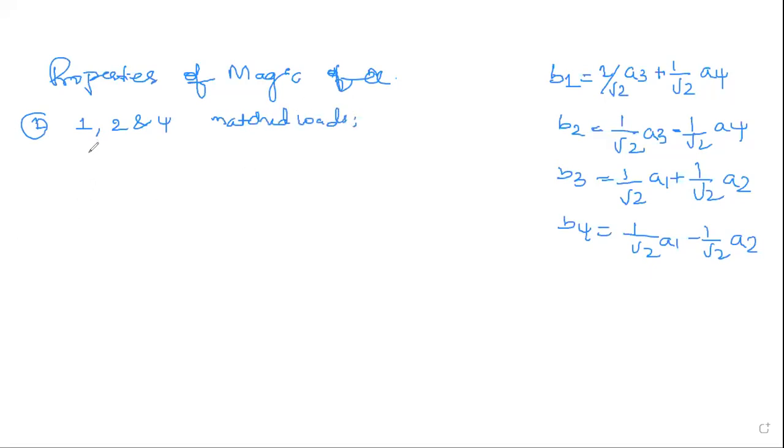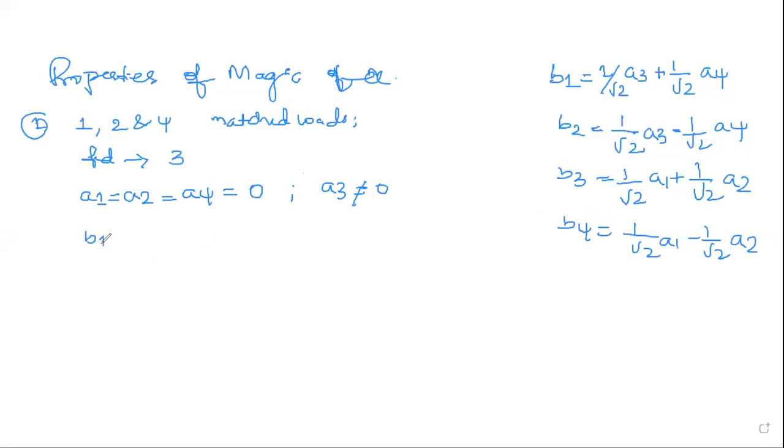The microwave power is fed to your port 3. Input is given to port 3, and all other ports are matched loads. They are terminated, which means A1, A2, and A4 will go to 0 because they are match terminated, whereas A3 will be the input power you are feeding, so A3 is not equal to 0. Now substitute these parameters in the equations for B1, B2, B3, B4.